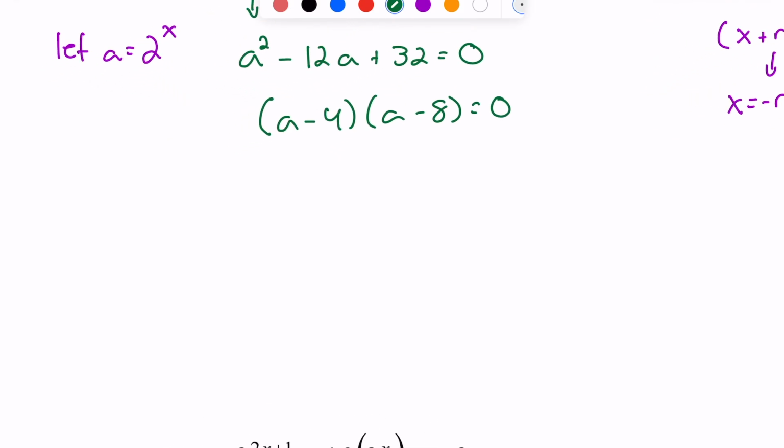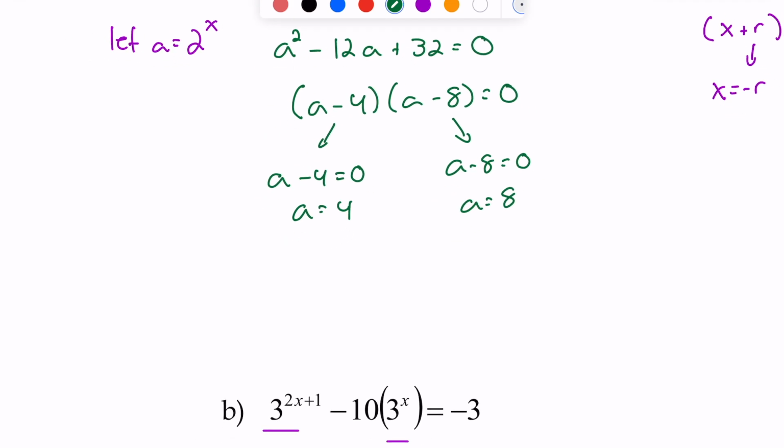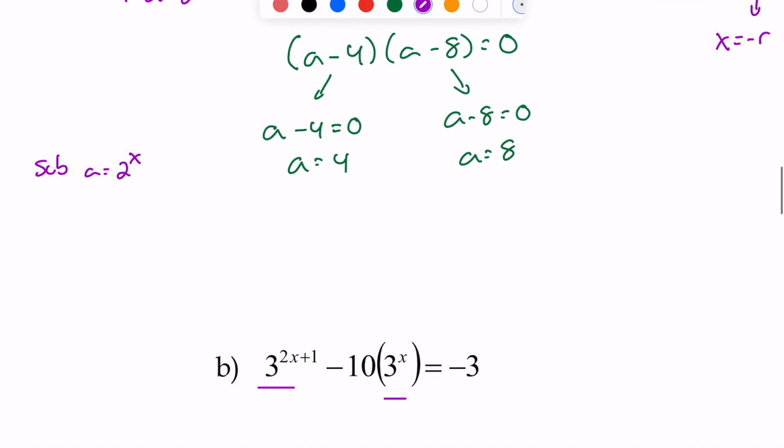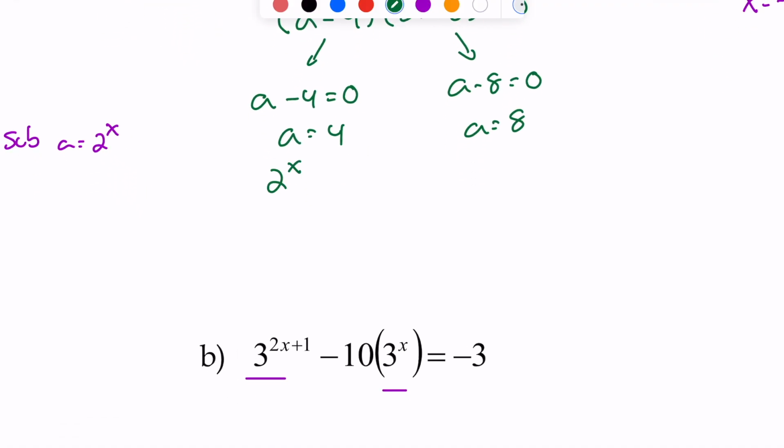So you have two factors that could possibly give you a solution as 0. You have one scenario where a minus 4 equals 0, so a equaling 4. Or you have the other scenario where a minus 8 equals 0, or a is 8. But I'm not solving a. A is not the question. I have to solve for x. So we have to sub back in, so sub 2^x for a. So we have 2^x equaling 4 and we have 2^x equaling 8.